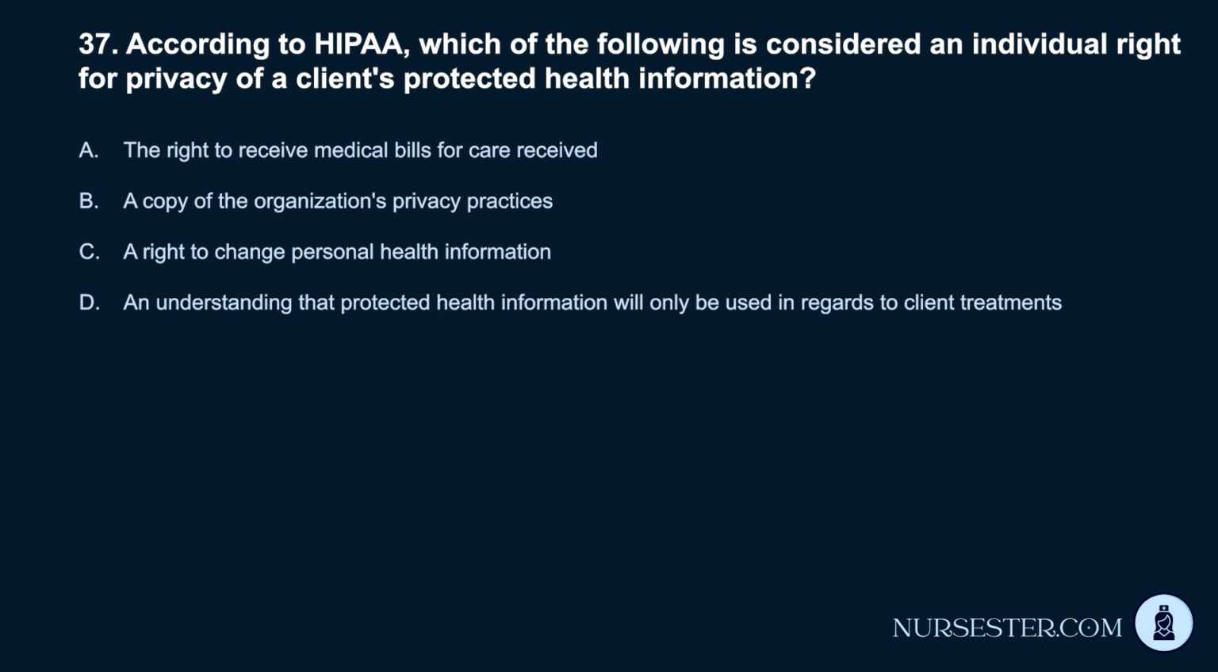37. According to HIPAA, which of the following is considered an individual right for privacy of a client's protected health information? A. The right to receive medical bills for care received. B. A copy of the organization's privacy practices. C. The right to change personal health information. D. An understanding that protected health information will only be used in regards to client treatments. Correct answer: B. A copy of the organization's privacy practices.